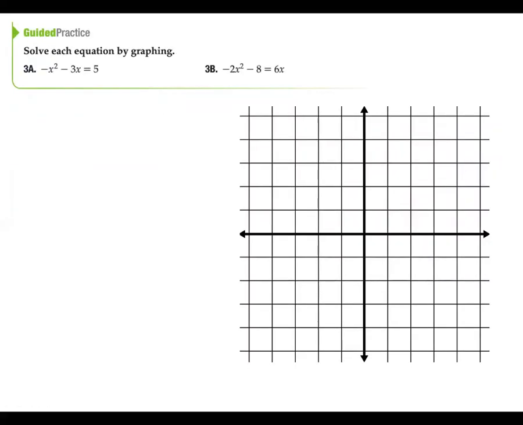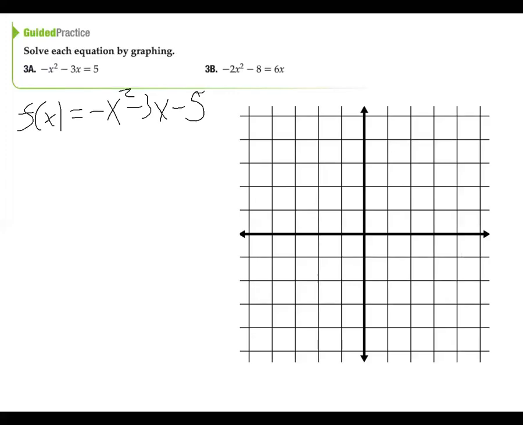Now let me show you a little trick for these. So 3a, the related function, oh wait, pause the video. You try this on your own first. Okay, we're back. All right, so f of x here would be negative x squared minus 3x minus 5.